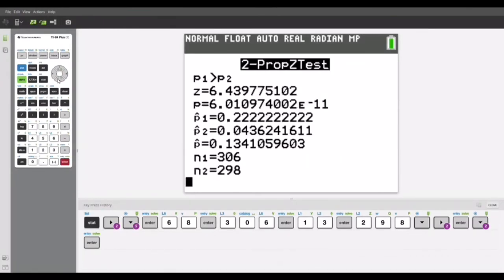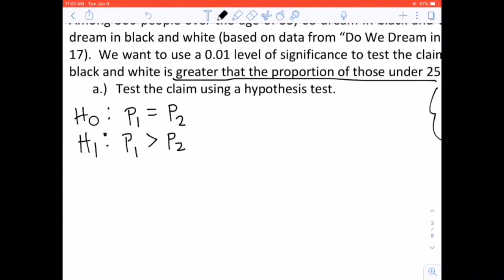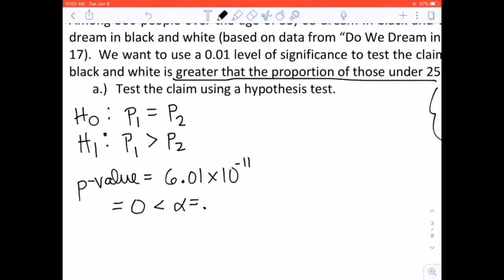We get Z, which is our test statistic, and P, which is our p-value. Be careful because it does have an e to the negative 11th in there. From the calculator, we get a p-value equal to 6.01 times 10 to the negative 11th, which is going to round to 4 decimal places to just 0, which is less than alpha, which is equal to 0.01, which means that we are going to reject H0.